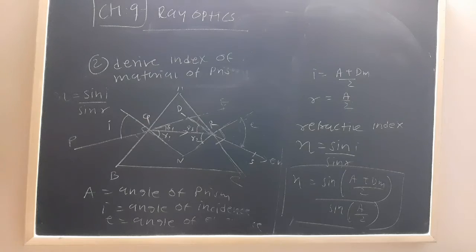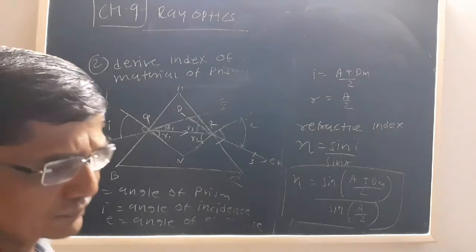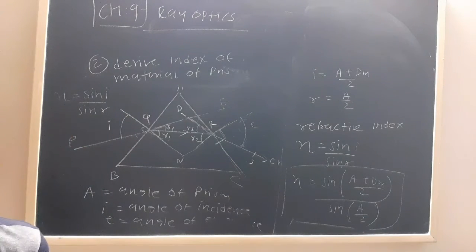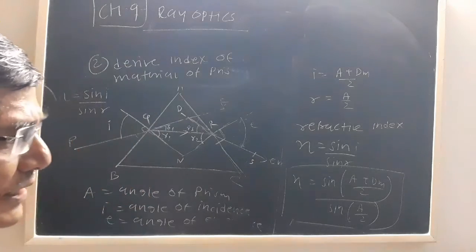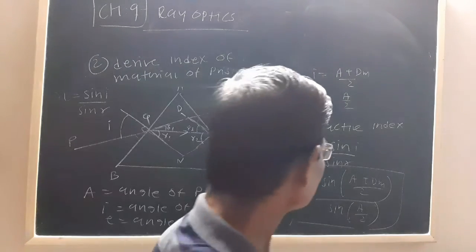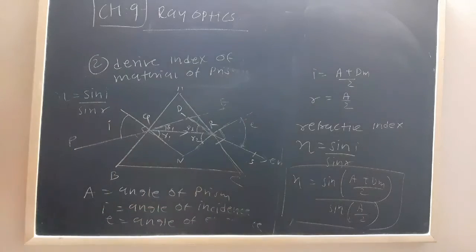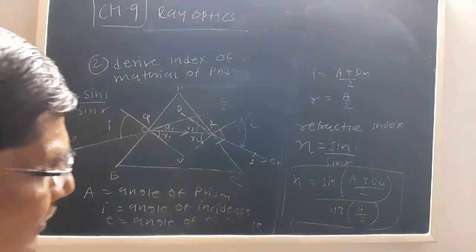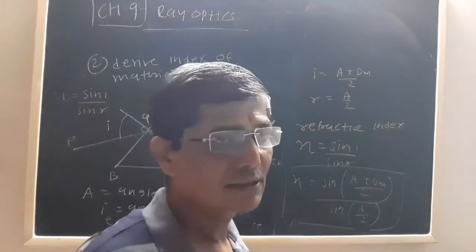Now the question is basically divided into two parts. First, we proved that i plus e is equal to A plus delta. Here i is the angle of incidence, e is the angle of emergence, A is the angle of prism, and D is the angle of deviation. And using that, we have derived the equation of refractive index of the material of the prism: refractive index is sin of (A plus Dm) by 2 upon sin of A by 2.